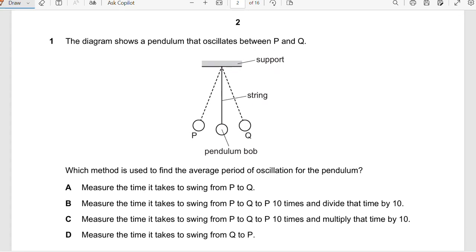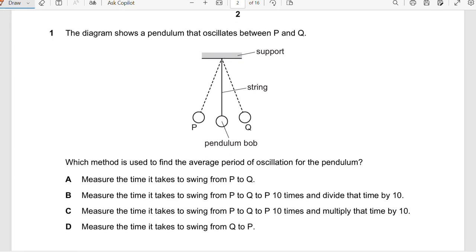So question one says the diagram shows a pendulum that oscillates between P and Q. Which method is used to find the average period of oscillation for the pendulum? Let's remember, period is the time needed for one oscillation.